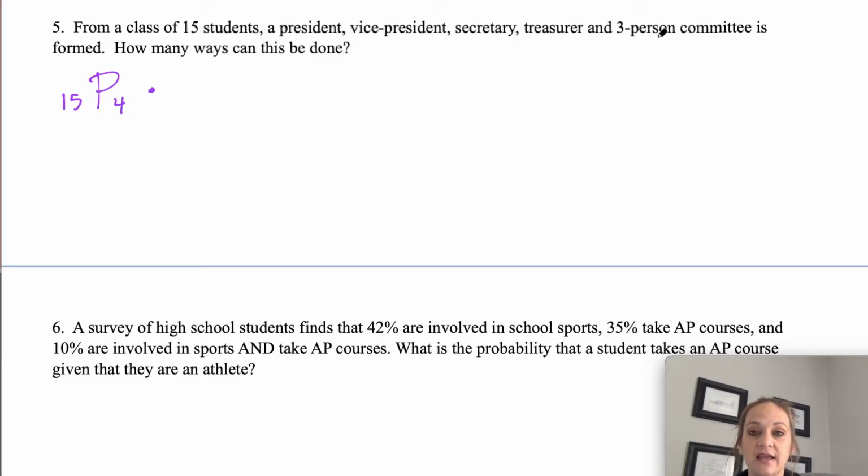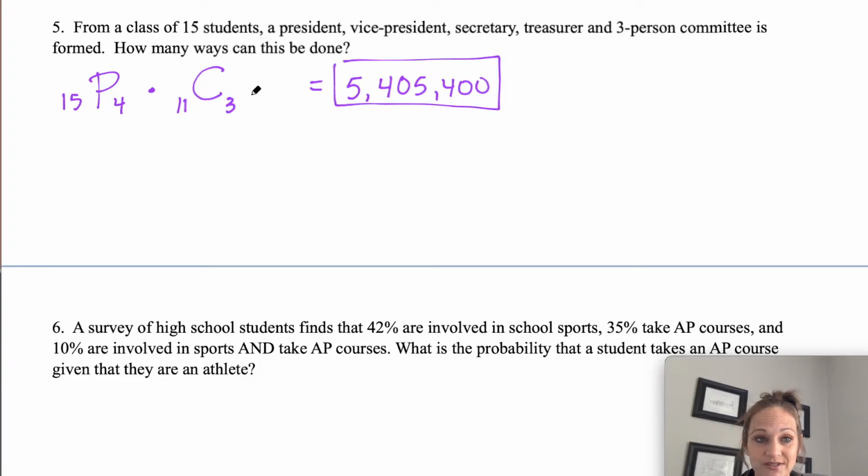Then a committee of 3 people was formed. Well, if you've already chosen 4 people for the different class officers, that means there's only 11 people left and you're choosing 3. C in this case represents a combination because it doesn't matter if you're chosen first or third, it's the fact that you are still on the committee. So if you were to type this entire thing in the calculator, make sure you put parentheses around each one. You should get 5,405,400 different ways that you could choose these students.